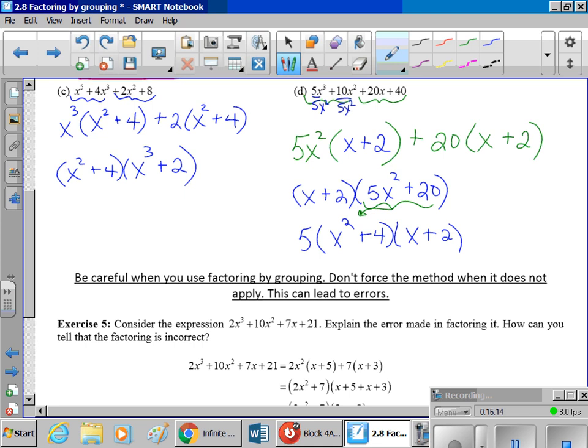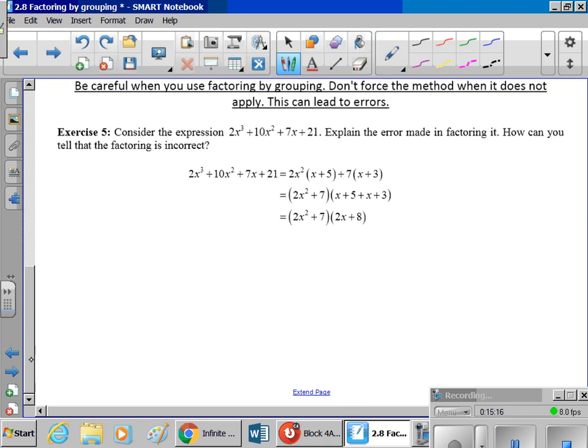All right, so exercise 5 is what we call an error analysis. It says consider the expression that explain the error made when factoring. All right, how can you tell that the factoring is incorrect? So how we start this is, here's the original polynomial that we were given. And then you can see what they did the first step. They first factored out a 2x squared, and they were left with x plus 5. Then they factored out a 7, and then they were left with x plus 3. So they factored beautifully there.